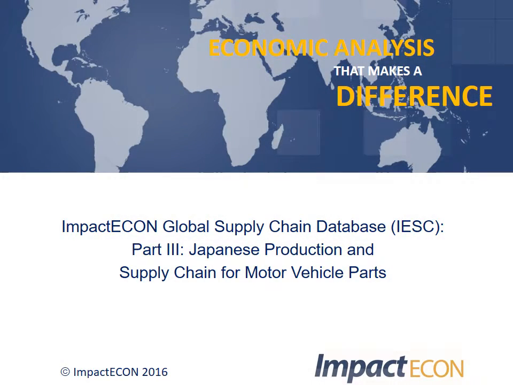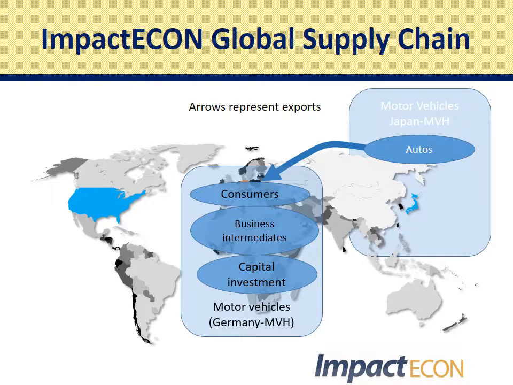This video presentation continues the description of the ImpactECON Global Supply Chain Database. In the previous video, we illustrated the removal of a tariff on a manufactured good, German auto imports from Japan, and then illustrated the representation in a supply chain framework and contrasted it with the standard GTAP database and model. We focused on German production and trade.